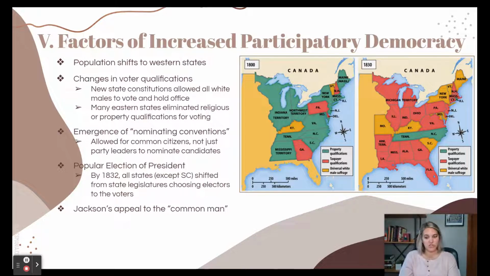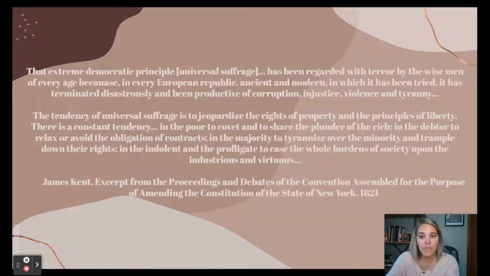And then, as I've mentioned before, Jackson, portraying himself as a common man, really encouraged people in the West and the poor. They believed that he was going to represent their decisions and their values. And so it encouraged them to come out and participate in the election process. So there's just some of the reasons why we see the rise in participatory democracy, also sometimes called the spread of democracy in this time period.